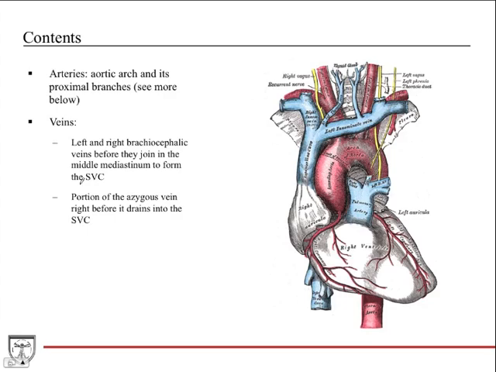All right, so the contents for all these divisions of the mediastinum, we're going to break it down by arteries, veins, nerves, other important structures. So here we'll talk about the aortic arch. Let's draw in our sternal angle. So everything above this is superior mediastinum.